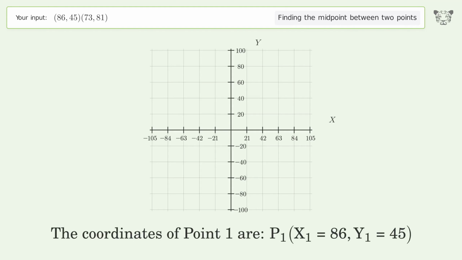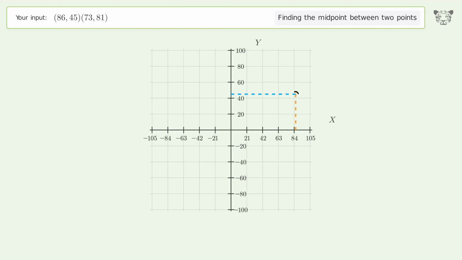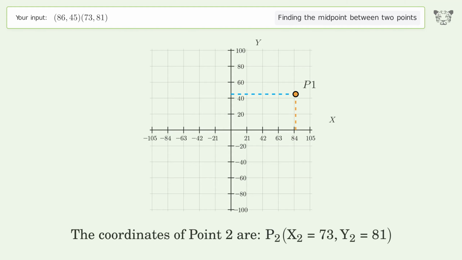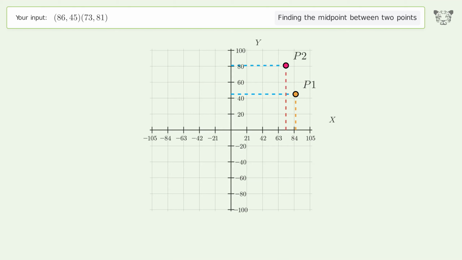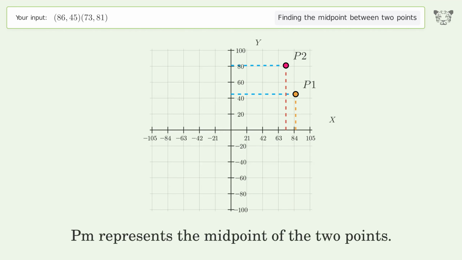The coordinates of point 1 are x1 equals 86, y1 equals 45. The coordinates of point 2 are x2 equals 73, y2 equals 81. PM represents the midpoint of the 2 points.